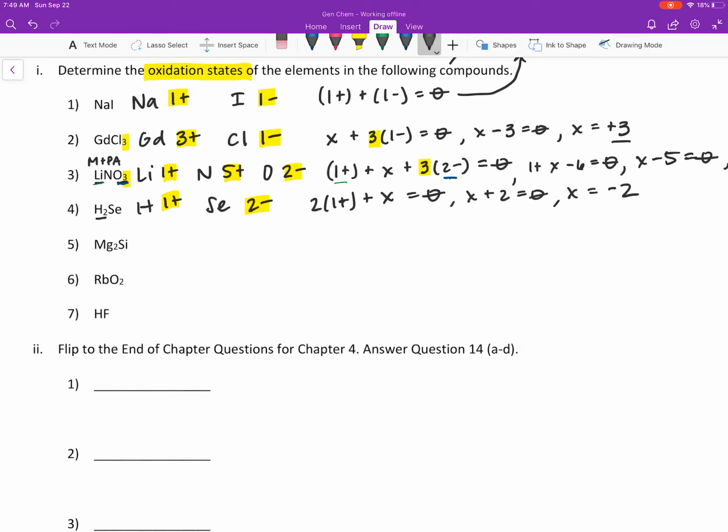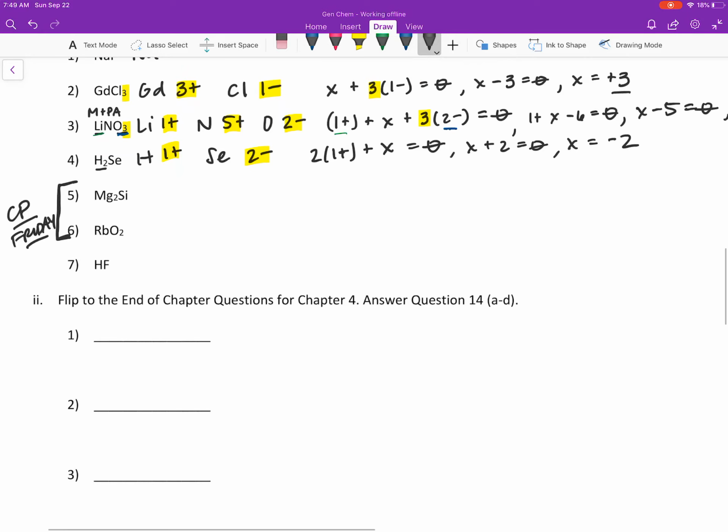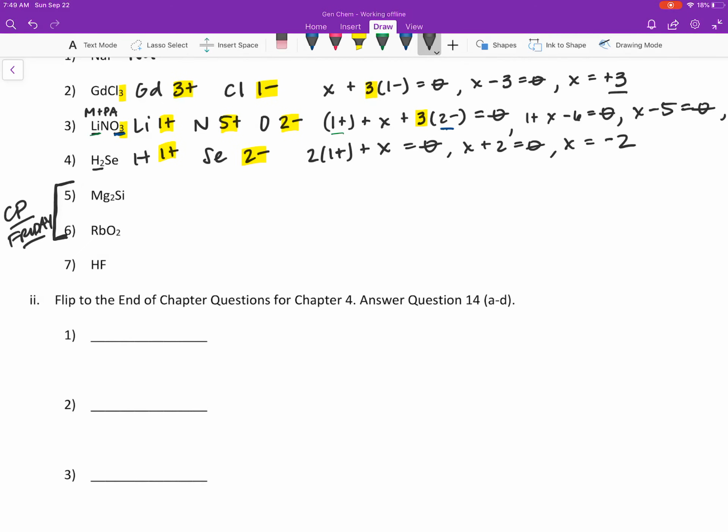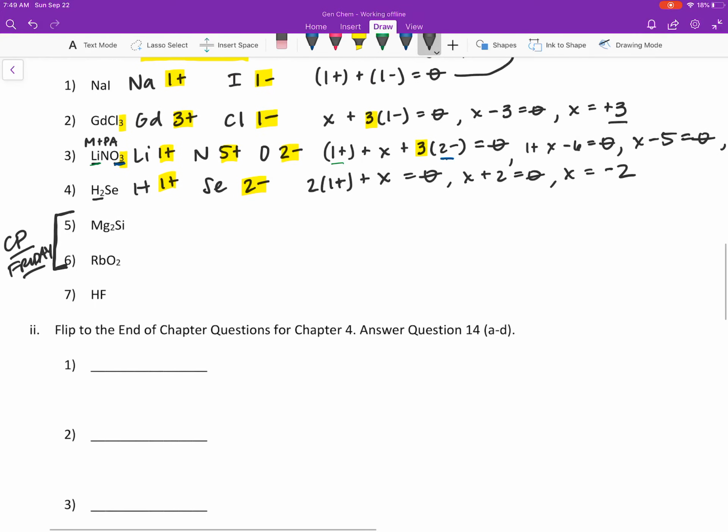Alright, I'm going to leave these two for CP points on Friday. So when I come back, these two will be an opportunity for you to practice oxidation state calculations in class for CP points. The last one is very similar to the first one we did.